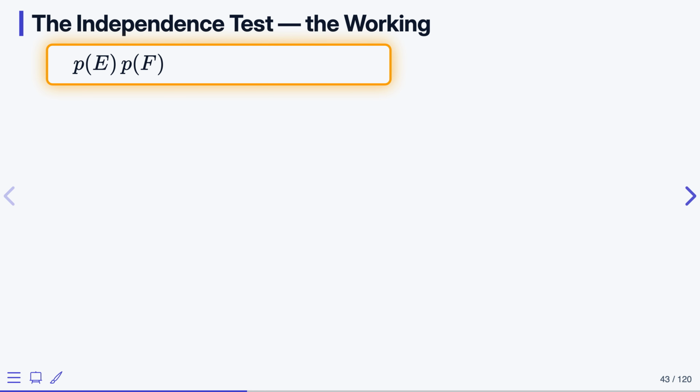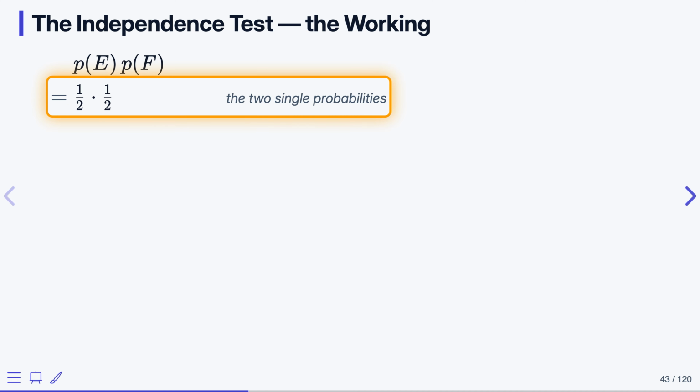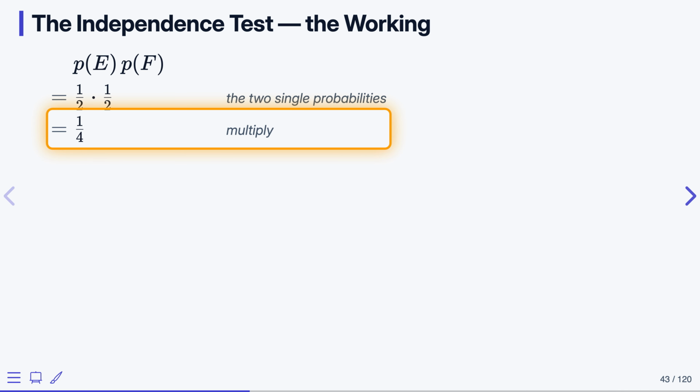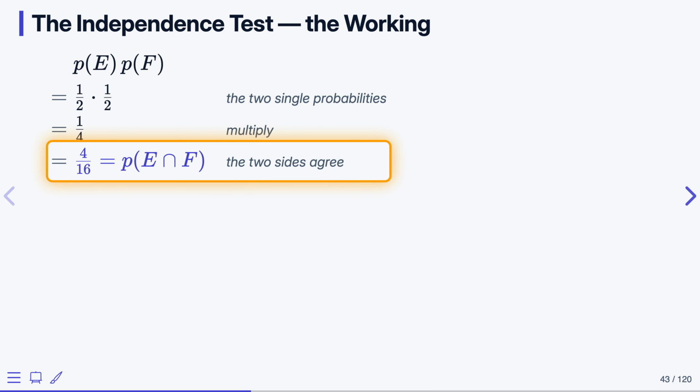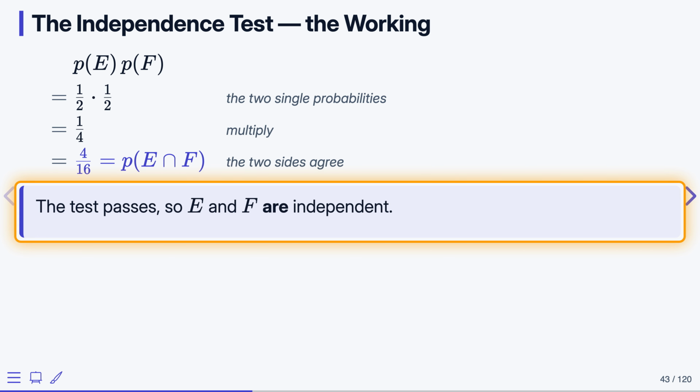Now run the test. Start with P of E times P of F. Both are 1/2, so we write 1/2 times 1/2. Multiply, that is 1/4. And 4/16 is also 1/4, so the product matches the probability of both. The test passes, so these 2 events are independent. Knowing the string starts with 1 tells you nothing about whether it has an even number of ones.